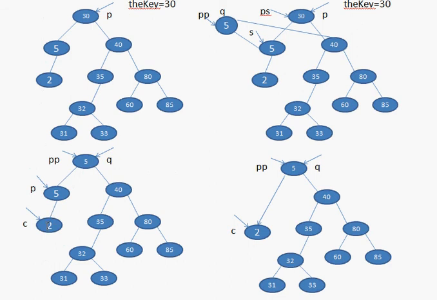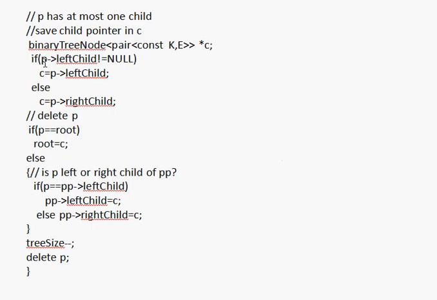Okay, after that you have to delete this p, and the pp of left child should point to C rather than pointing to p as it is right now. Rather make it point to C. That's the final step. So this is done now.